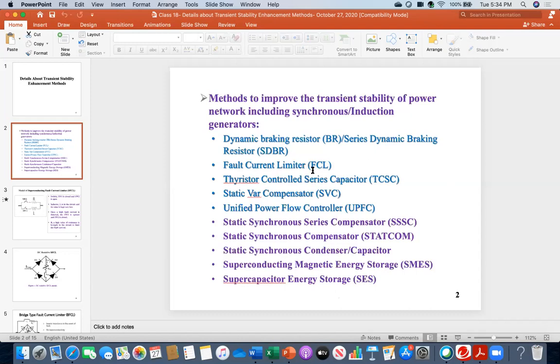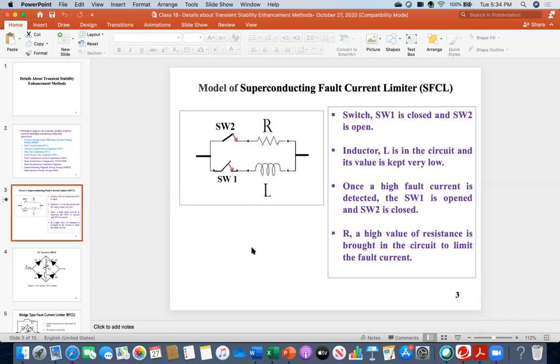This is a very well known and realistic method. It has real application in the real power grid. The fault current limiter also comes in different types, which I will be showing you and discussing. Everybody see the first here, the superconducting fault current limiter.